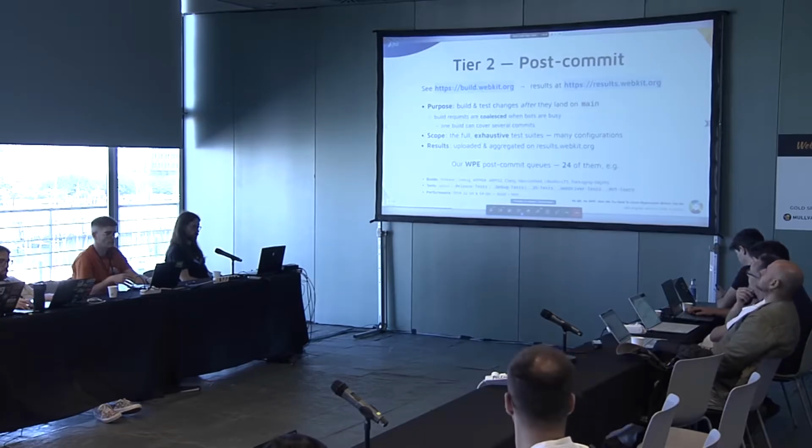Tier 2 is the post-commit one. The idea here is to build and test changes after they land on the main branch. But there's a caveat, because the scope here is full and exhaustive.